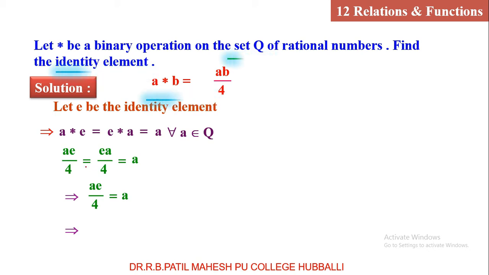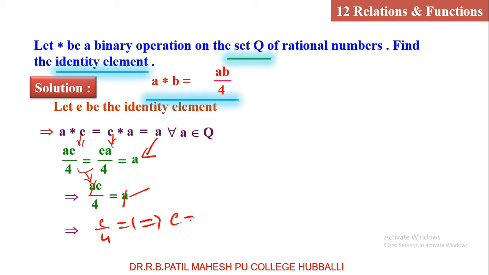Now you simplify, students. Hence we get EA upon 4 is equal to A upon 4 for these two, and this is equal to A, given the definition of identity element. Then in these two, any one I will consider. AE upon 4 is equal to A. Then I can cancel A and A, so that E by 4 is equal to 1. This implies E is equal to 4.